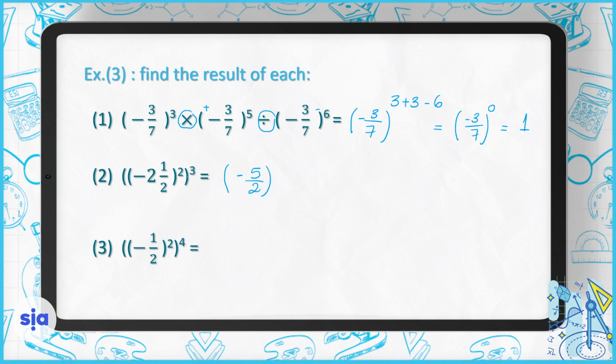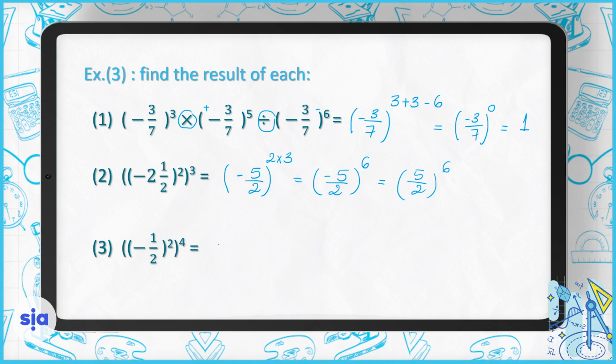In question 2, we're going to change the mixed number into a fraction, and then when a power is on a shoulder of another power, we multiply the powers. So this one will be negative 5 over 2, all to the power of 6. 6 is an even power, it eats the negative, so it's 5 over 2, all to the power of 6.